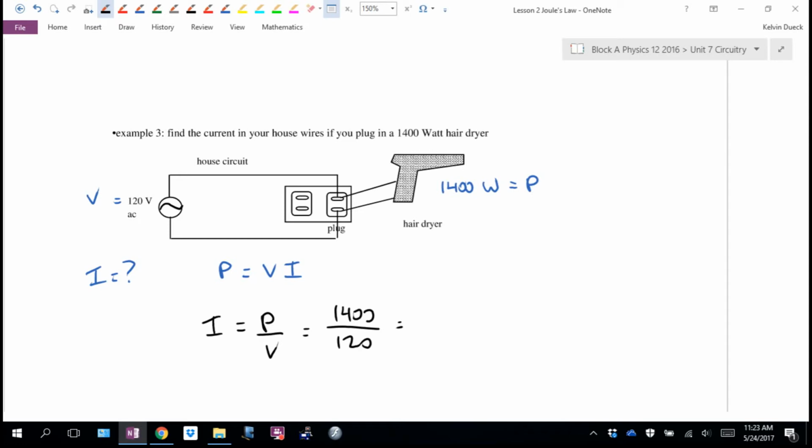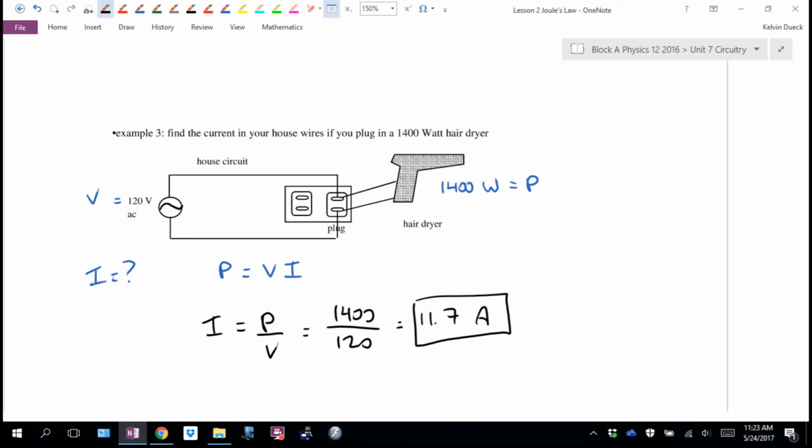What do you get? 11.7 amps? Your household circuits are designed to handle 15 amps. Any more than that, and now you have so many charges moving through there that the electric friction is dangerous and can start to heat up the wires. If you have more than 15 amps, the breaker will blow.